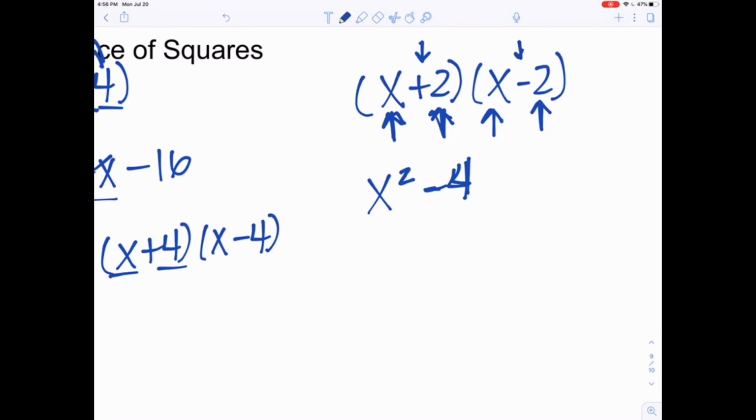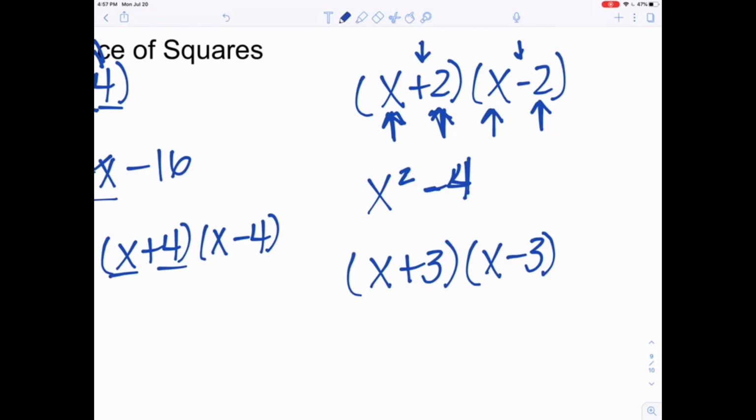Let's look at one more example, and I want you to give it a try. Okay, so you can hit pause now and give it a try. When you're ready, just hit play, and I'll go over it with you.